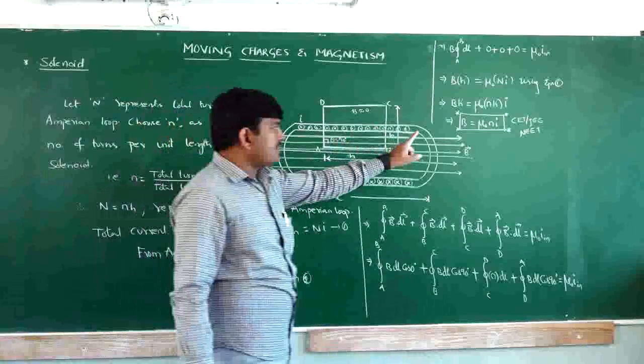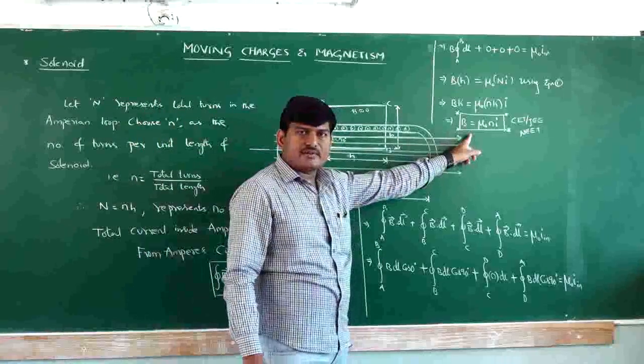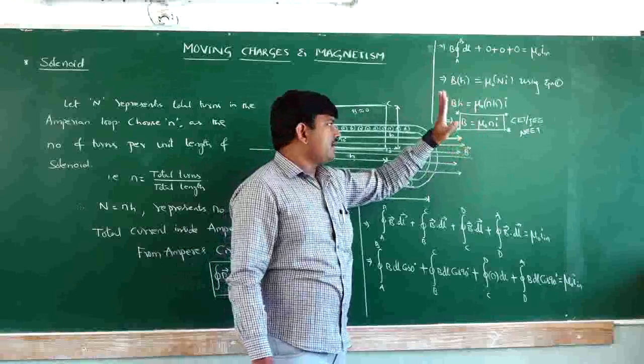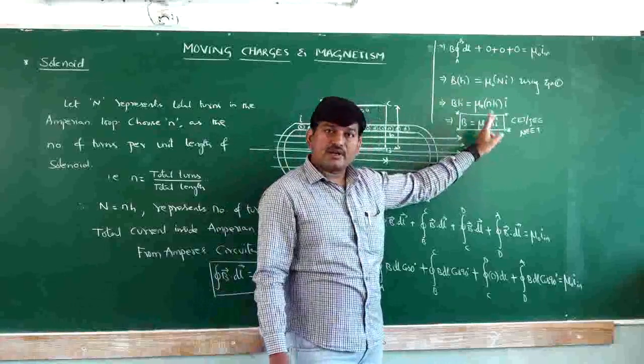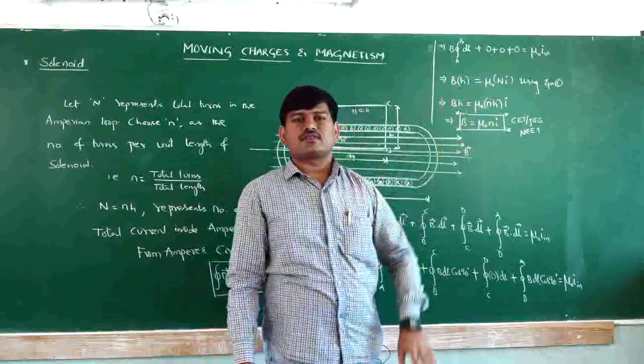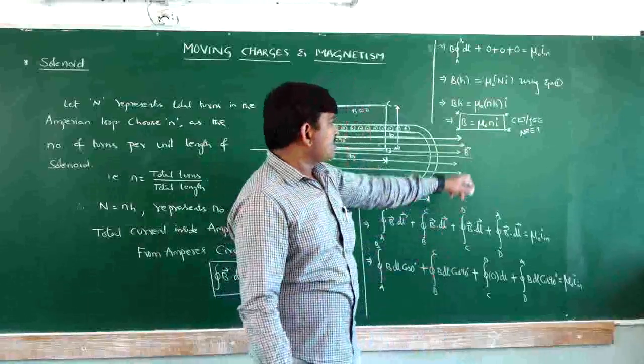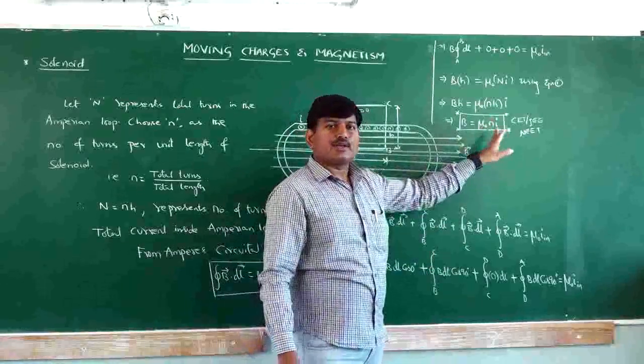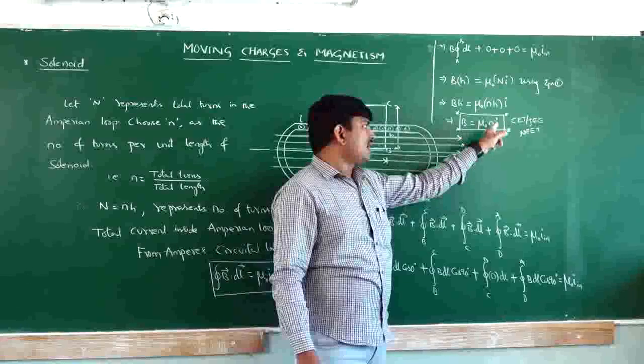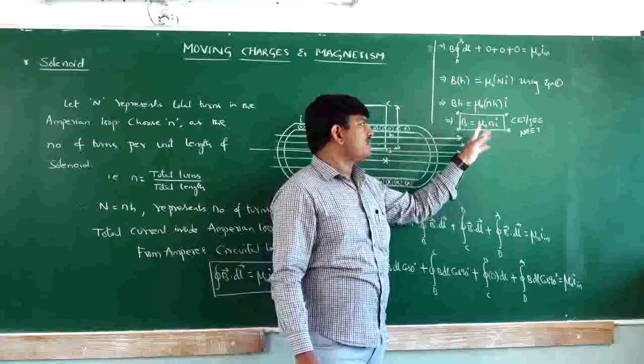What is the final answer we got? Magnetic field inside the solenoid is given by the formula B = μ₀ n I. Here n is not the number of turns, but the number of turns per unit length of the solenoid. Be cautious, small n is the number of turns per unit length, not the number of turns. I is the current through the solenoid and B is the magnetic field.